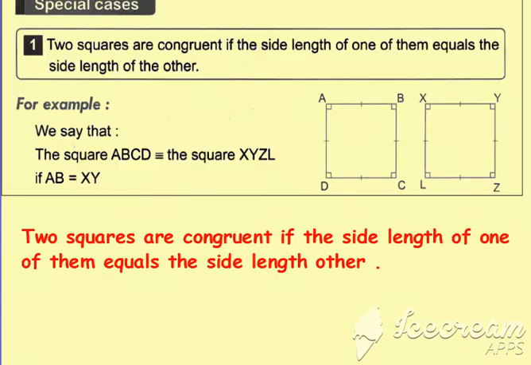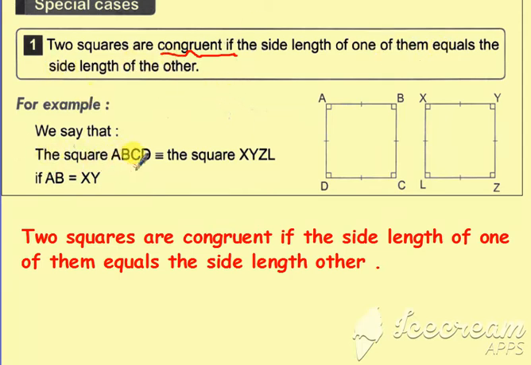Let's see. I have special cases, like the square, because in a square all sides are equal and all angles are equal. If they told me the square has side length 5 centimeters, it is congruent to another square with side length 5 centimeters because they are equal in sides. Two squares are congruent if what? If the side length of one of them is equal to the side length of the other.